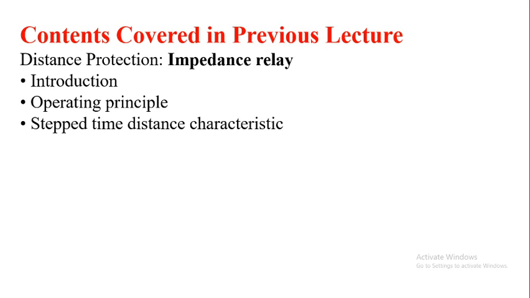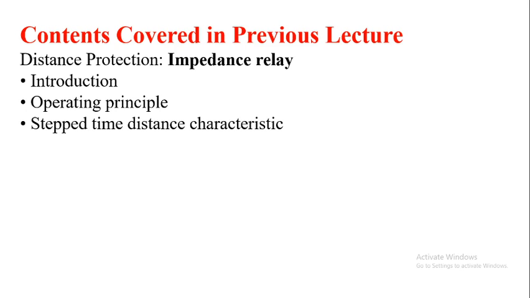In the previous lecture, we discussed distance protection, that is, the introduction to distance protection. What is the meaning of distance protection? These distance protections are used for the protection of the transmission line. As we have already discussed, overhead transmission lines are exposed to the environment, so more and more faults occur on the transmission line. So a better protection system needs to be provided for the transmission line.